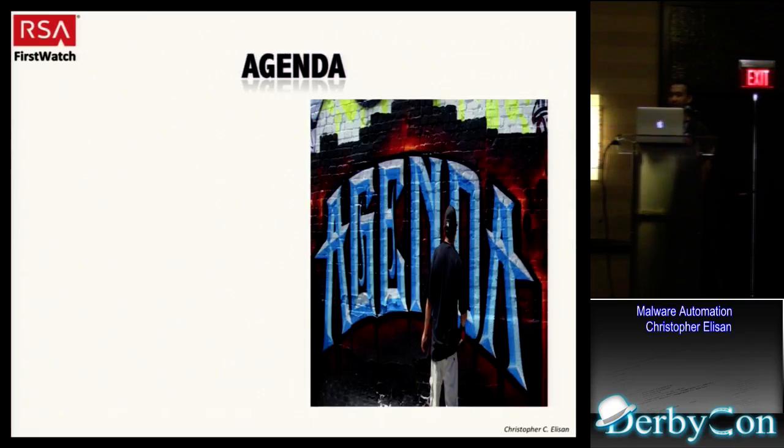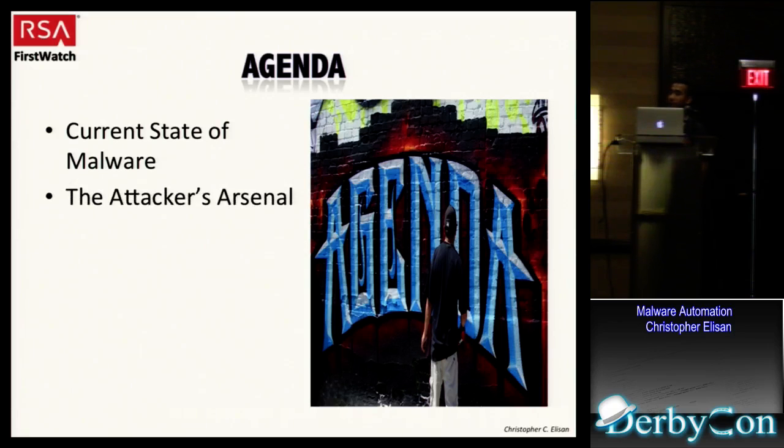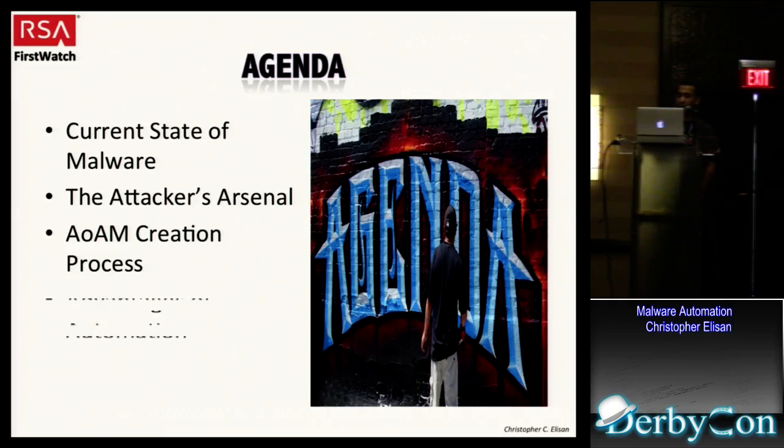For us to understand that, the first thing we will talk about is the current state of malware, or what the malware problem looks like today. Then we would look at the attacker's arsenal, the tools they're using currently to conduct an attack. We would also go into detail on how to create an army of armored malware. And then I would discuss why they're doing automation, what advantages it's offering to the attackers. And of course, a live demo.